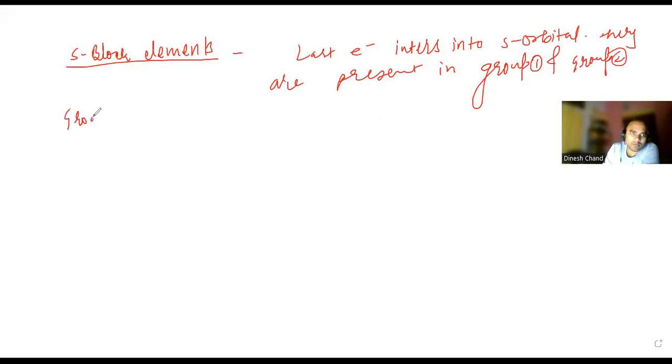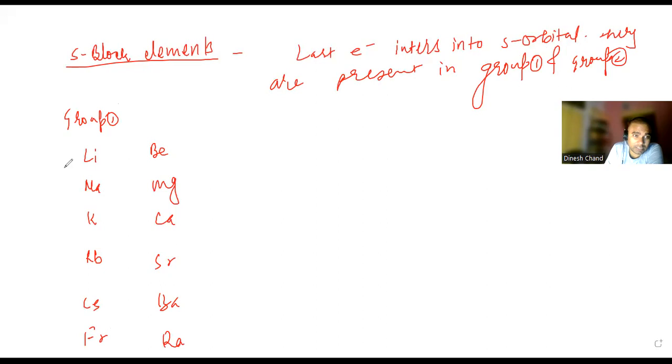If I talk about group 1, what are the group 1? Here it is lithium, sodium, potassium, rubidium, cesium, and francium. Then beryllium, magnesium, calcium, strontium, barium, radium. The atomic numbers are 3, 11, 19, 37, 55, 87. Now for group 2: 4, 12, 20, 38, 56, 88. These are the elements of group 1 and group 2.